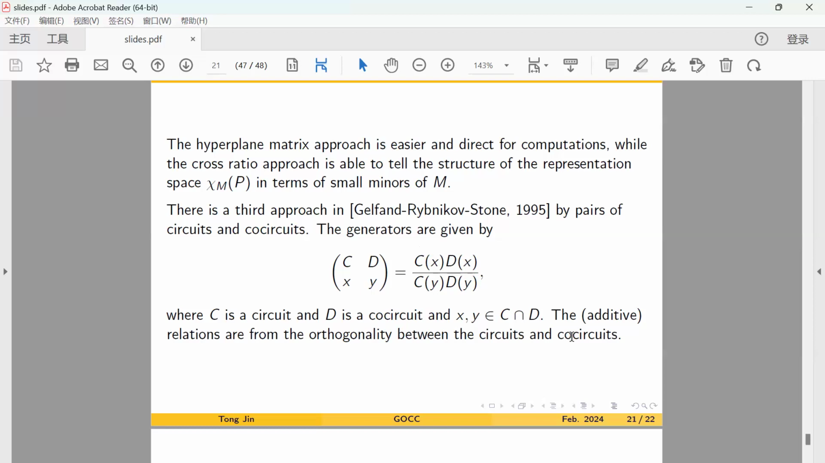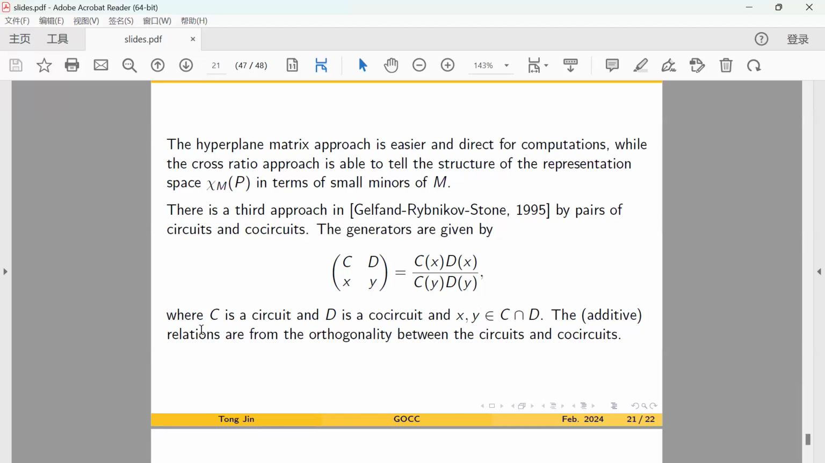Now, those are somehow redundant cross ratios. So the multiplicative relations among those generators are only the obvious ones. So say you have X, Y, and Z in the intersection, then you get the obvious: CD XY, CD YZ, CD ZX, the product is equal to 1. And probably also some degenerate case when X is equal to Y or something like that. So the multiplicative relations in this approach are only the obvious ones.